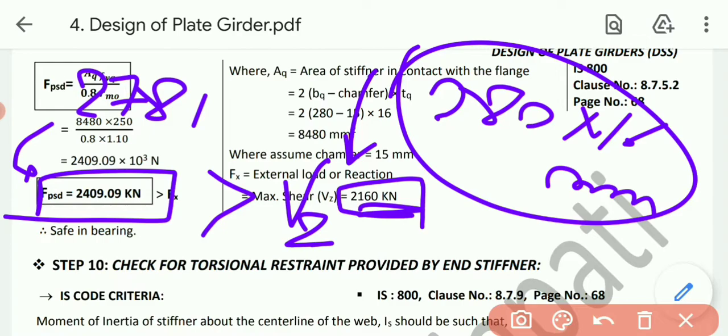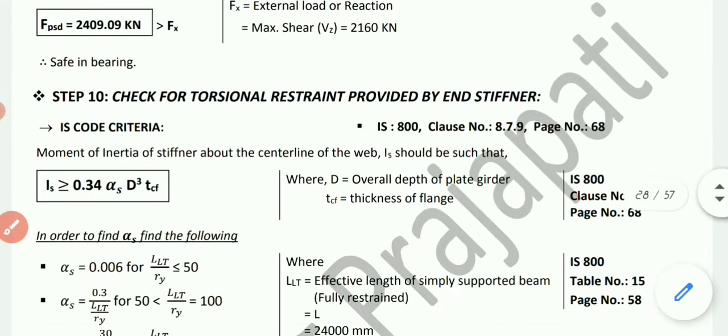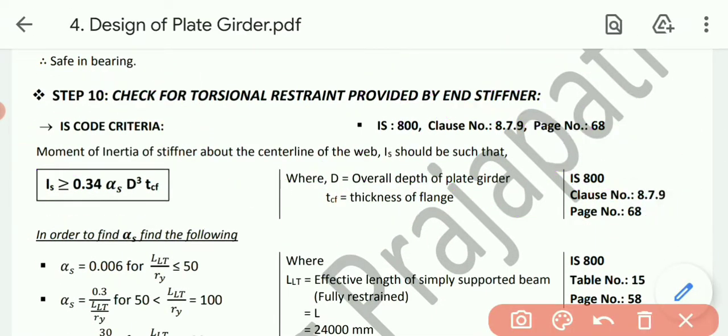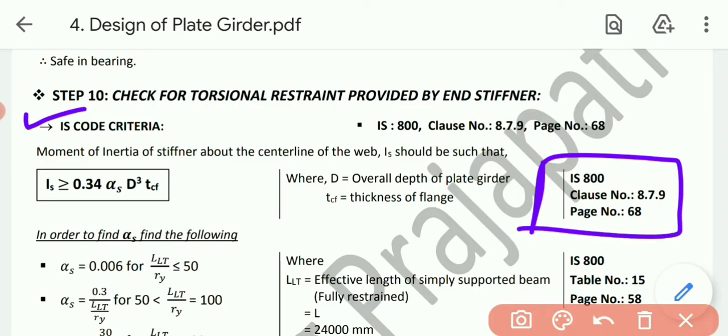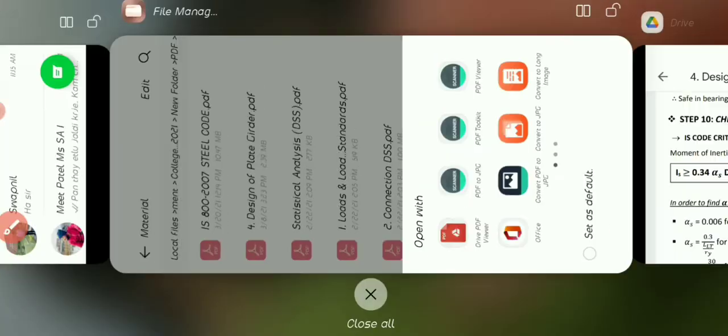And as we have checked the strength of the stiffener, initially we should also check the moment of inertia, or we can say the torsional restraint provided by the end stiffener. So for that one we will go to the step number 10, this one, check for the torsional restraint provided by end stiffener. And for this one, this criteria is given to us in the code. Step number 10, page number 68. So let's go to the check.